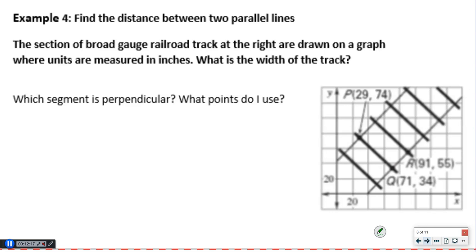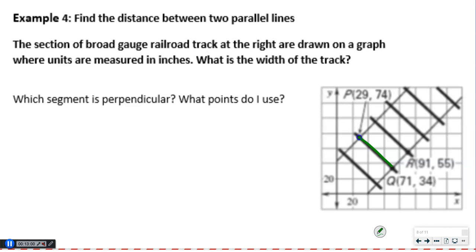And that is going to be slopes of your perpendicular lines. So if we need to find the distance between two parallel lines, the section of broad gauge railroad track at the right is drawn on a graph where units are measured in inches. What is the width of the track? So all of these units are inches, but we've got point P at 29, 74. Point Q is at 71, 34. Point R at 91, 55. And we need to find the distance, or the width, right there.